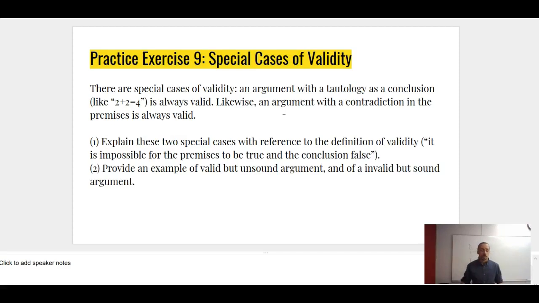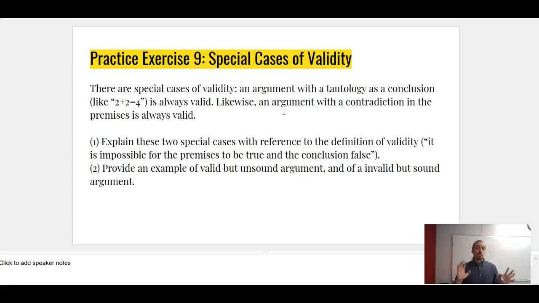Okay, last thing in this video here. Validity, of course, is the most important concept that we have here. The idea behind validity is that it's impossible for a valid argument to have true premises and a false conclusion. Or the truth of the premises guarantees the truth of the conclusion. Now, there are special cases of validity. An argument with a tautology as a conclusion is always valid. An argument with a contradiction in the premises is always valid. That's weird, right? So why? Explain these two special cases with references to the definition of validity.